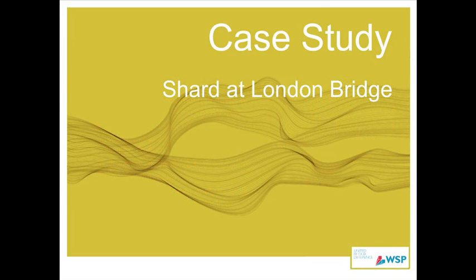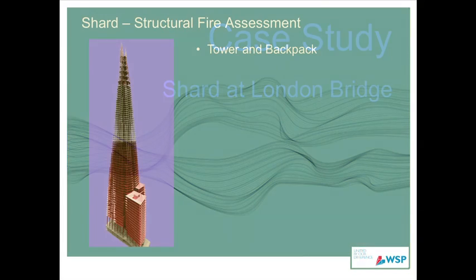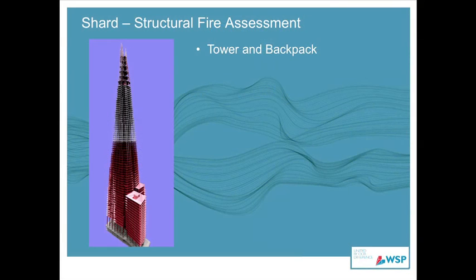So let's get back to the Shard and try to understand what we did. This is a view of the Shard. The Shard can be split into two parts. One is the tower, which everybody's familiar with, but then there's also the backpack, which is an extension of the commercial office area at the bottom, and this is actually the bit that makes the Shard financially viable.